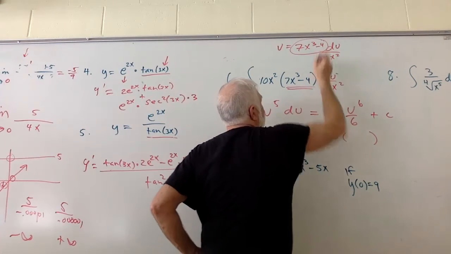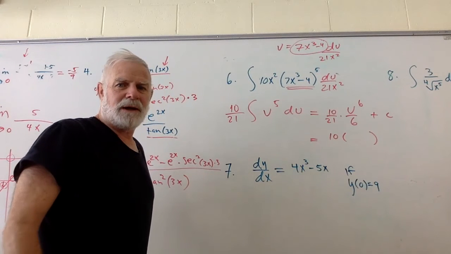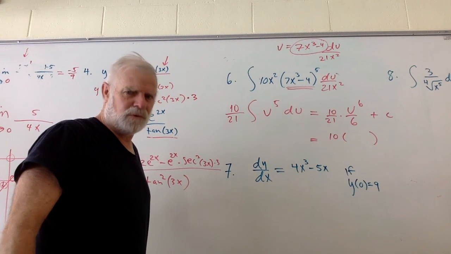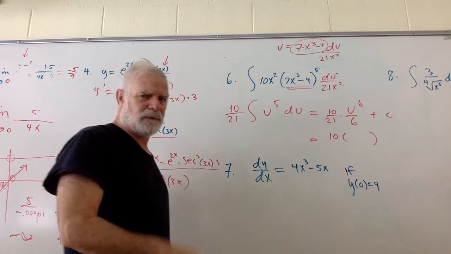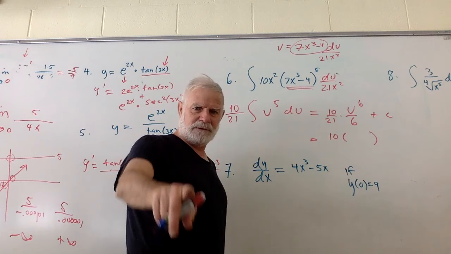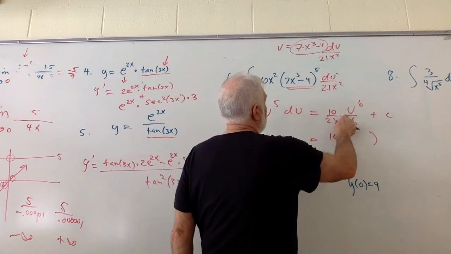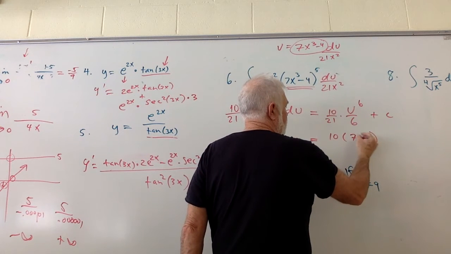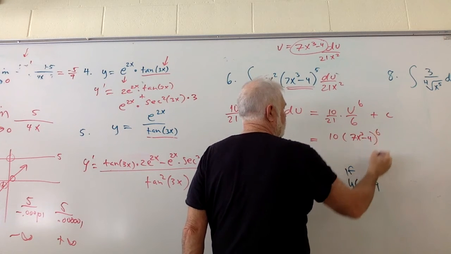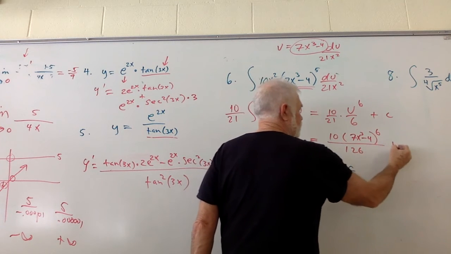Right, that is your u. So backtrack. Keep that in mind. Have some confidence in what you do. I'll catch my errors if I'm talking too fast and trying to just put something up there. So the answer is 7x to the third minus 4, to the 6, over 126, plus c.